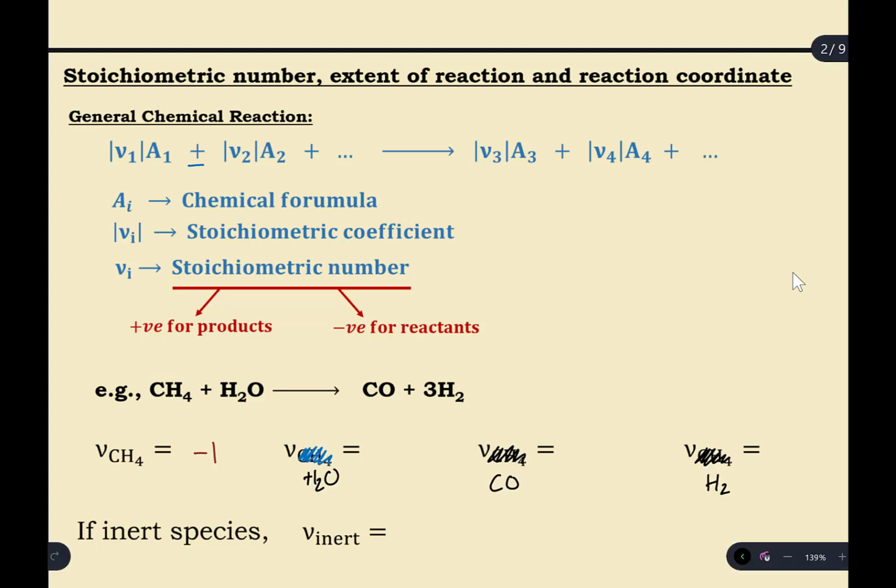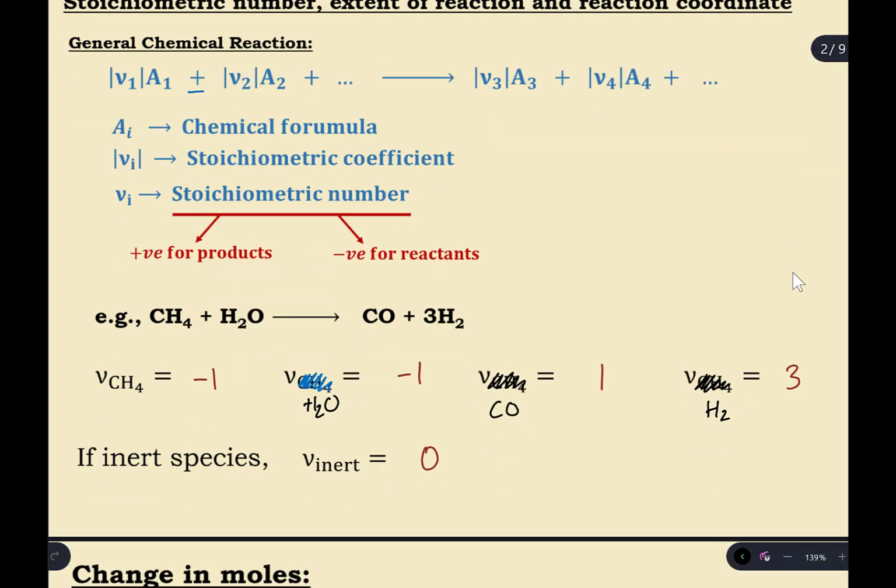Alright, so the second one for water, what would the stoichiometric number be? -1. Also -1. And then carbon monoxide? +1. And then hydrogen? 3. If inert species, what would the stoichiometric number be? 0. Why? Right, it's not on the reactant side, it's not on the product side, it's not part of the reaction, so then it's simply 0.